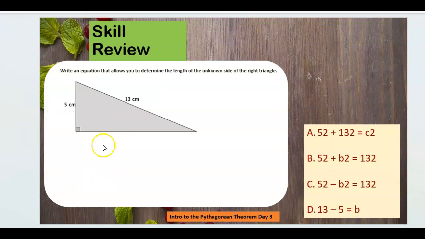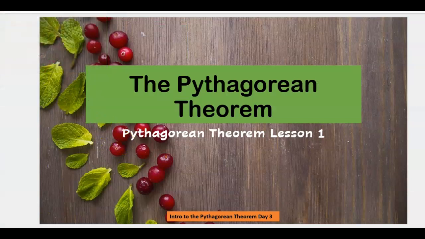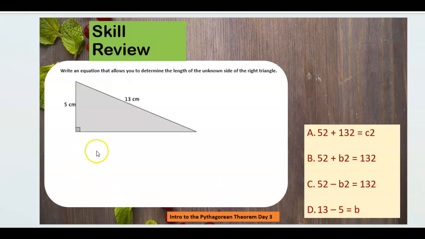So let me start with this triangle here. It's going to be a quick 5-minute recap of the Pythagorean theorem. I'm going to start by letting you know the equation for the Pythagorean theorem is a squared plus b squared equals c squared. This equation is used only with right triangles. Right triangles are triangles that have one angle with the measure of 90 degrees.